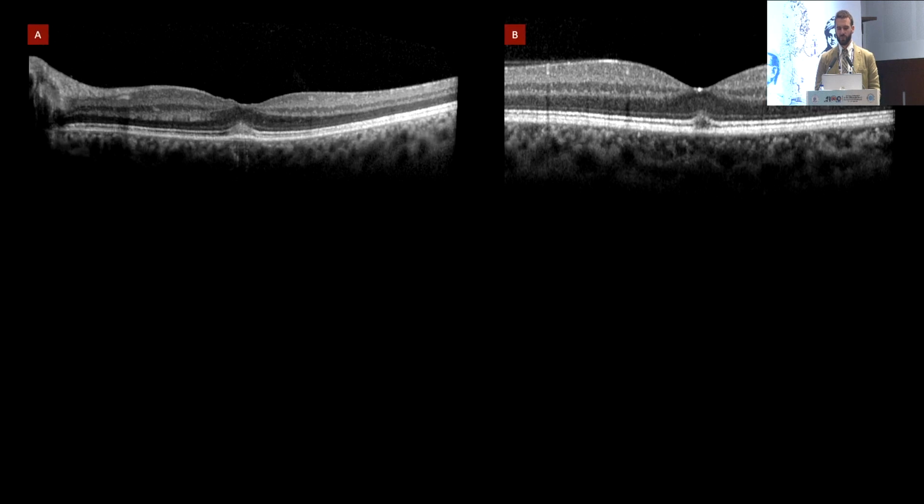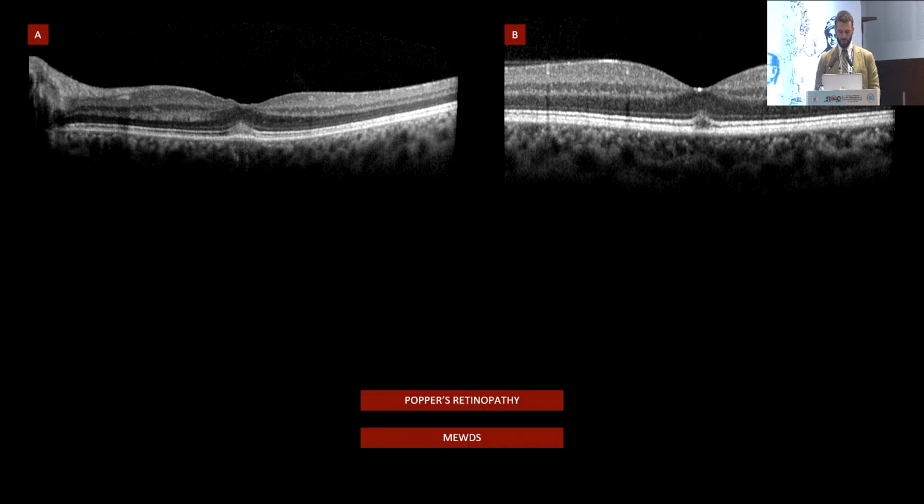So another final case, we were talking about MUTES. We heard a lot about the granularity of the fovea. Now, these two patients look very similar. There is some fuzziness of the photoreceptors here with an RPE mottling, and same here, except that one is MUTES, one is retinopathy from Popper.